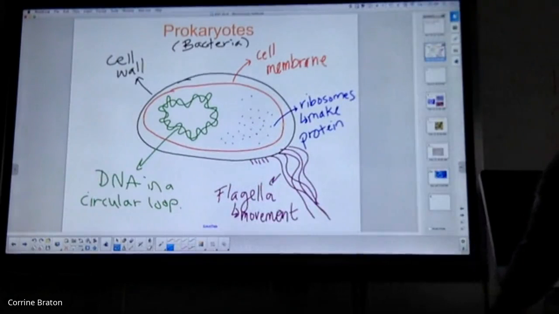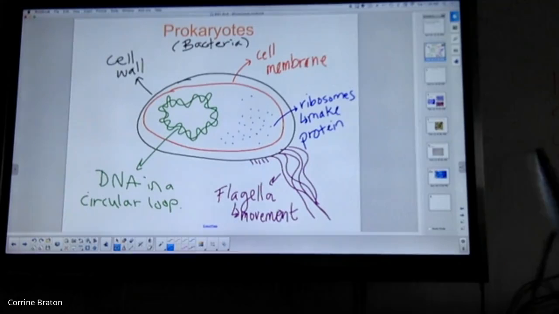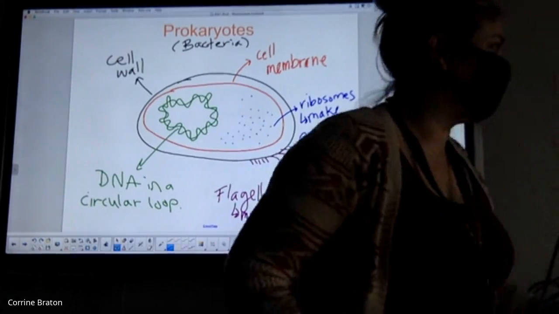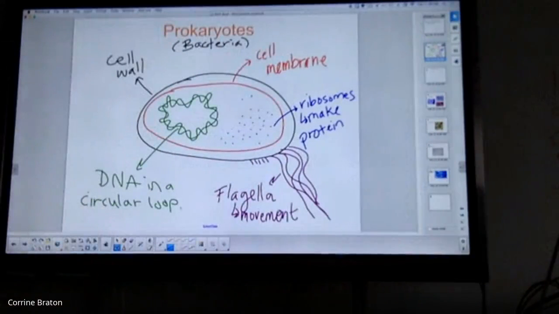It can be hard to see there. So. Sometimes that helps. Because I know that seat can be hard to see. Okay, questions on prokaryotes at all?